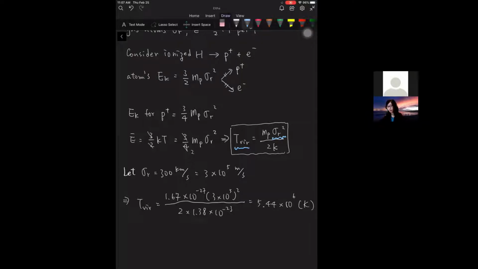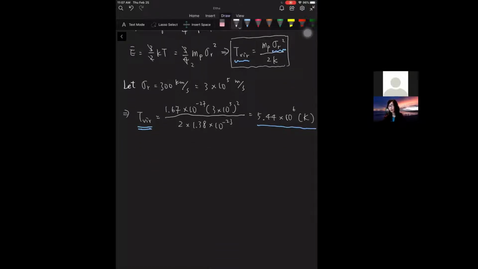So this is the virial temperature. And if you recall from the lecture, for the hot gas in galaxy clusters, the temperature is approximately the same as the virial temperature, which means it is proportional to sigma squared.